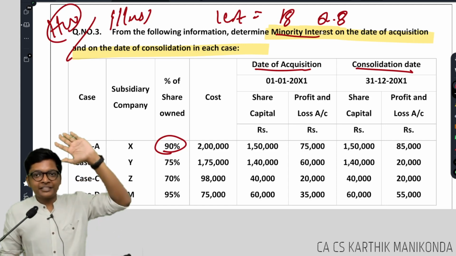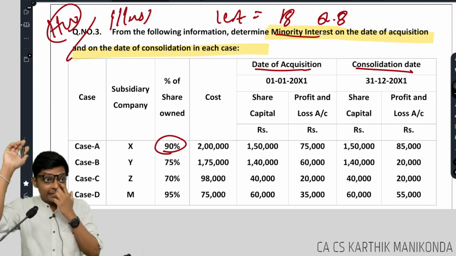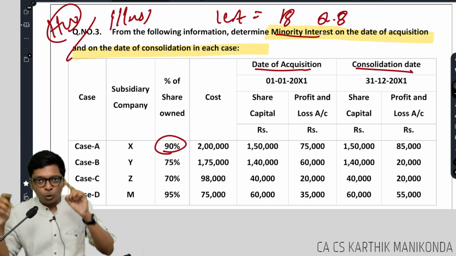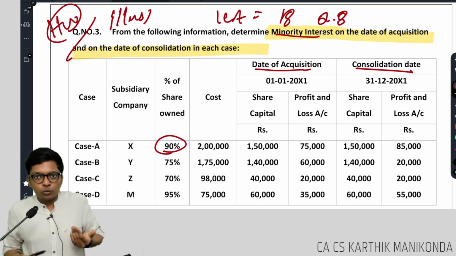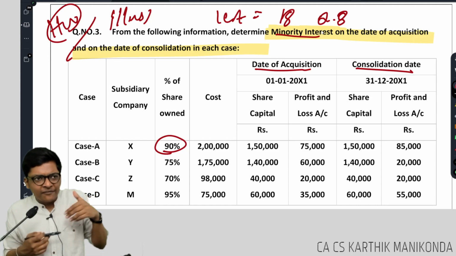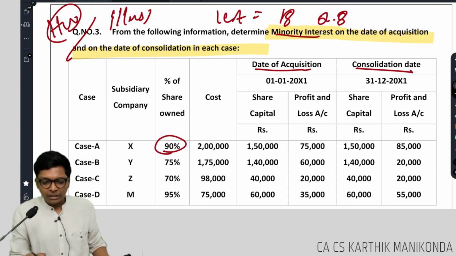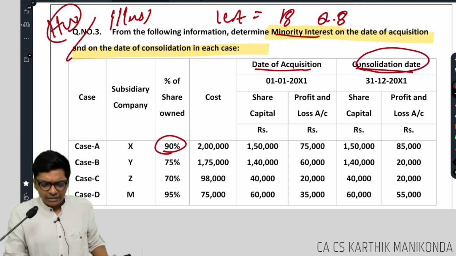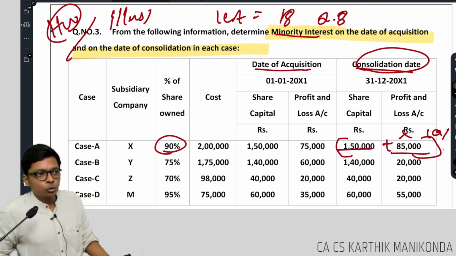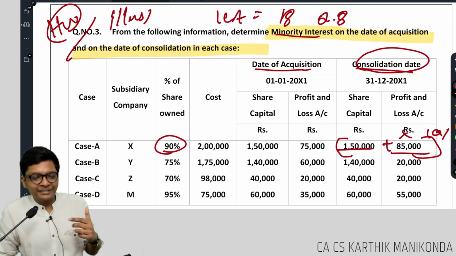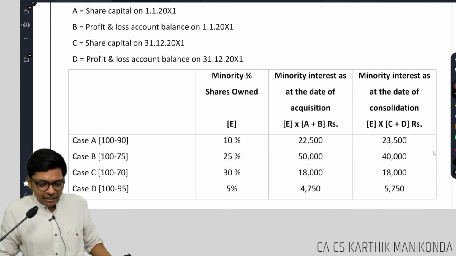How many of you say consolidation? How many of you say acquisition date? Acquisition date is only for goodwill or capital reserve. Step 5, minority is what you have to pay to the minority. Every day it will change. So on date of consolidation, it's nothing but share capital plus this, into 10%. So 1,50,000 plus 85 is 2,35,000 into 10%, 23,500. First case answer is 23,500.